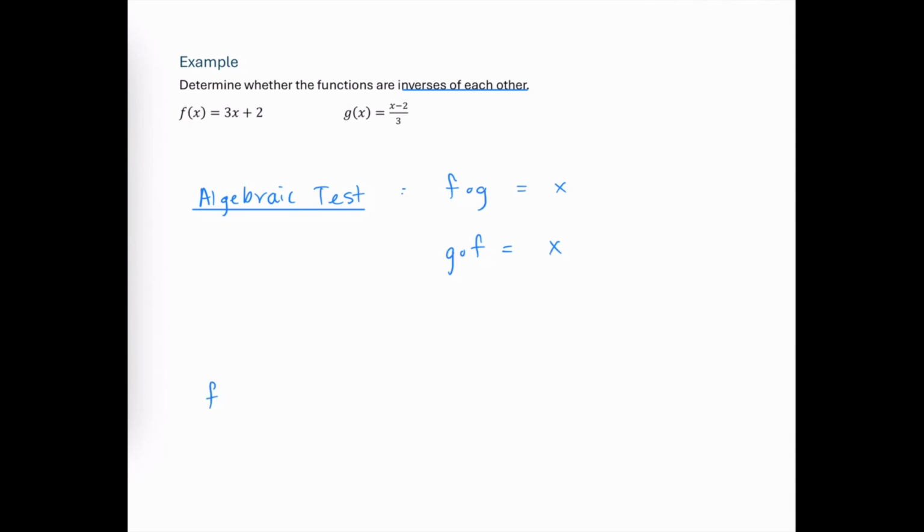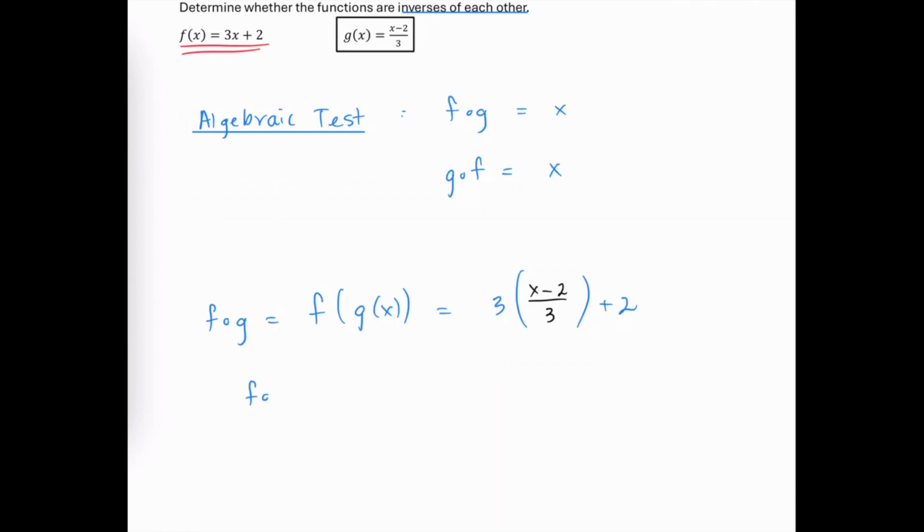So let's begin. We'll look at the composition f composed with g, which as a reminder is f on the outside, g on the inside. So we begin by writing down our f function, which is 3x plus 2. We leave a hole for the independent variable because the g function is going to be plugged into that spot. So x minus 2 divided by 3.